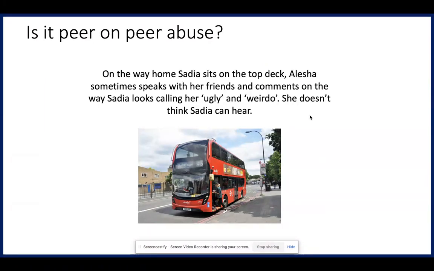So is this scenario peer-on-peer abuse? On the way home, Sadia sits on the top deck. Alicia sometimes speaks with her friends and comments on the way Sadia looks, calling her ugly and weirdo. She doesn't think Sadia can hear. Now, in this case, it's certainly unkind and not very nice conversation to be having about anybody that's unpleasant. But the fact that Alicia doesn't realise that Sadia is overhearing her means that she's not being directly abusive. Consider the conversations that you have with others and always try to be kind. If this was direct, it would be peer-on-peer abuse. Sadia should stop this and Alicia should speak up to a trusted adult so the conversation can be had to prevent these conversations from happening.